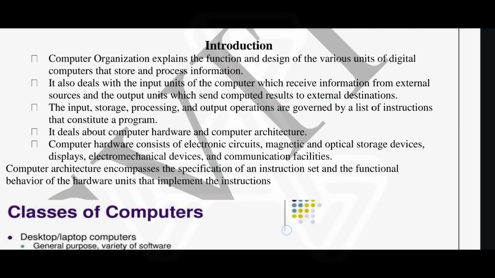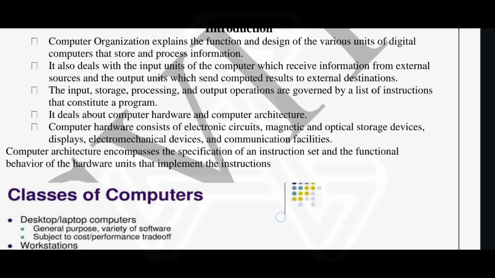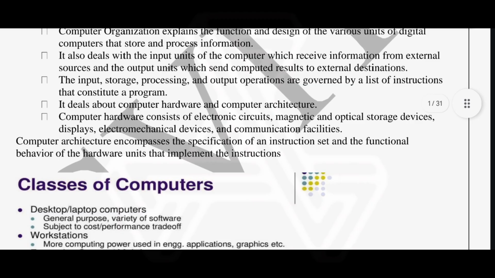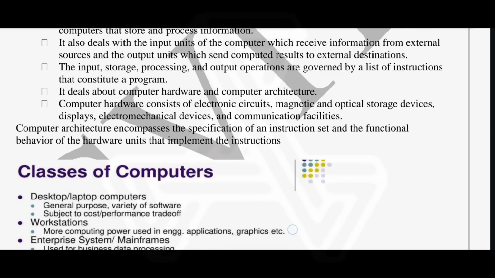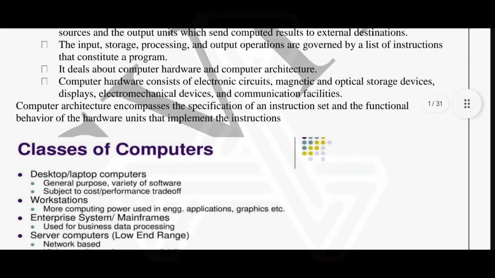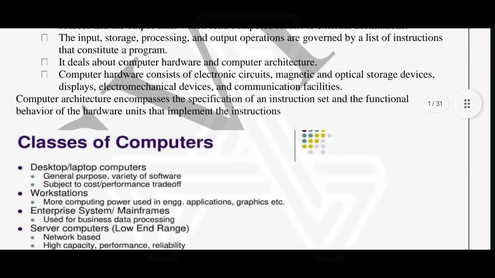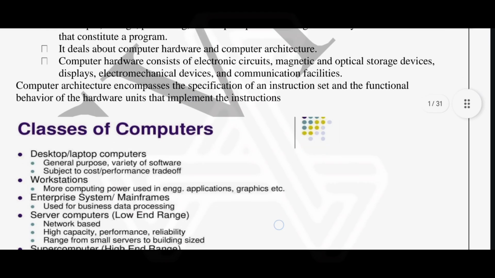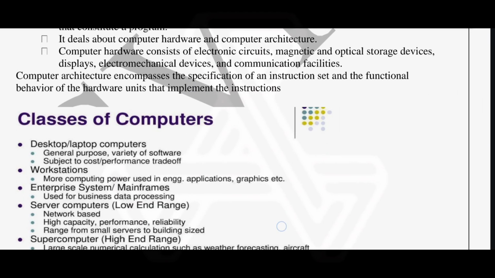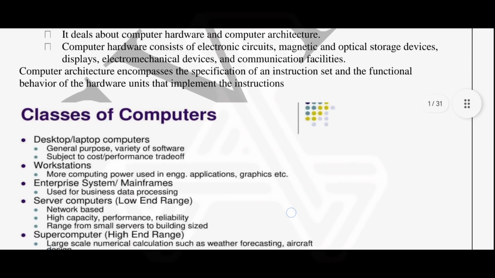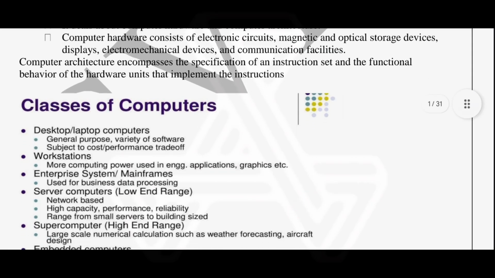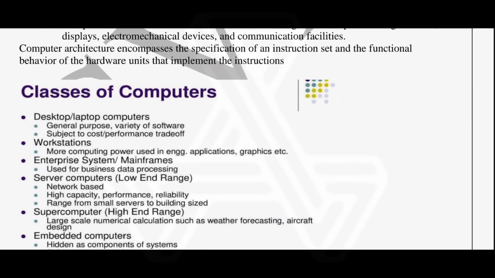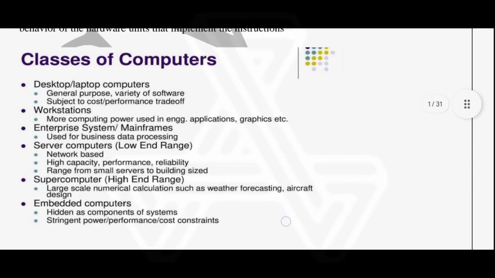The input, storage, processing, and output operations are governed by a list of instructions that constitute a program. It deals with the computer hardware and computer architecture. Computer hardware consists of electronic circuits, magnetic and optical storage devices, displays, electromechanical devices, and communication facilities. Computer architecture encompasses the specifications of an instruction set and the functional behavior of the hardware units that implement the instructions.